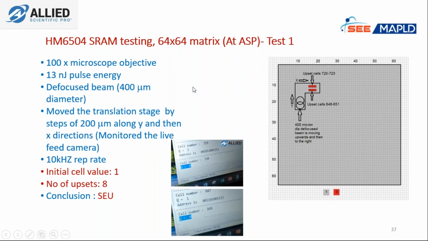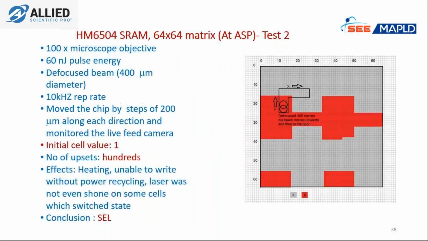And we were able to write a 1 after viewing this upset. We could write a 1, no problem. Again, here we had a 100 times microscope objective. We had a 60 nanojoule pulse energy in this case, so higher energy. And once we illuminated, we moved it along the L shape.